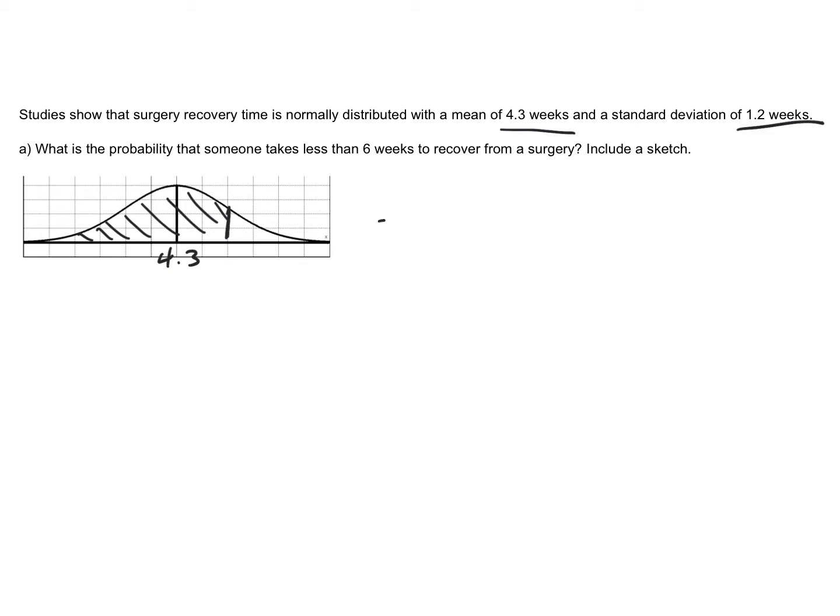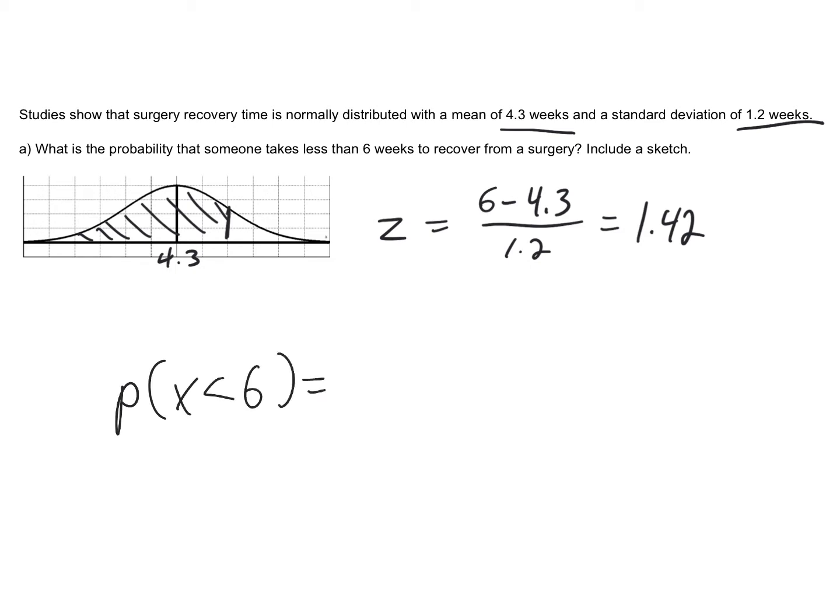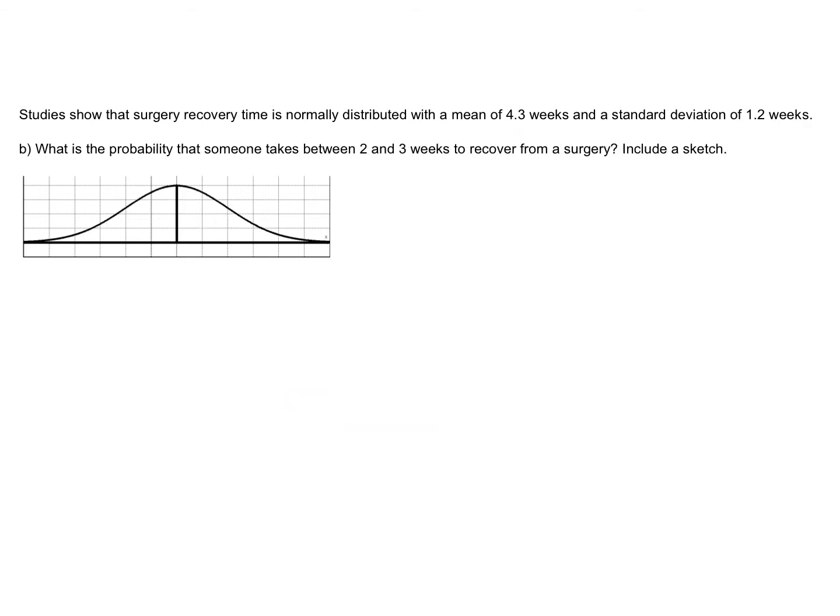Now we can use our formula for z and calculate 6 minus 4.3 over our standard deviation, which gives us 1.42 for our z value. Remember to always round your z to 2 decimal places so that you can look it up properly in your table. Now, the probability of x less than 6 is equal to the probability of z less than 1.42, which is equal to 0.9222 from our z table.